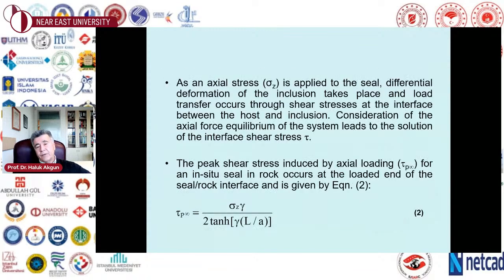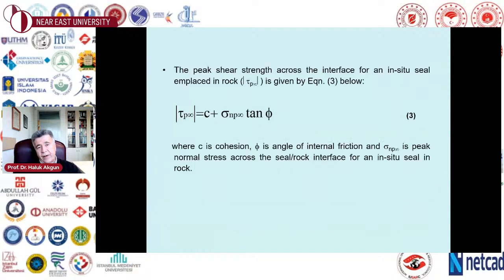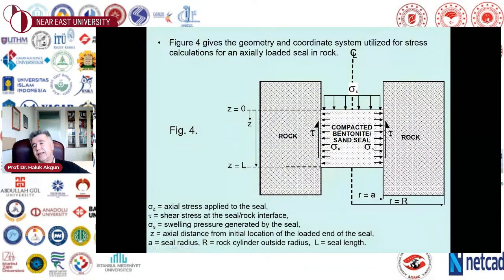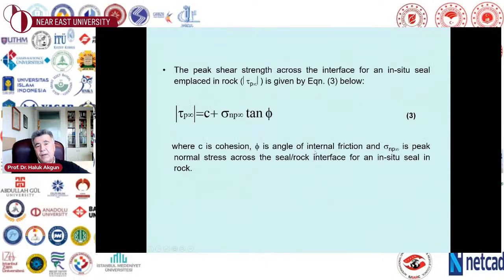Then we found the shear stress. Then we need to find the shear strength, the peak shear strength, which is given by this equation. In simple terms, we can use a Mohr-Coulomb criterion here. And sigma NP infinity represents the normal stress at the interface. So it is against the cement swelling stress, the normal stress at the interface. And we want to get the peak normal stress at the interface. And C is the cohesion, phi is the angle of internal friction, and sigma NP infinity is the peak normal stress across the seal rock interface for an in-situ seal in rock.